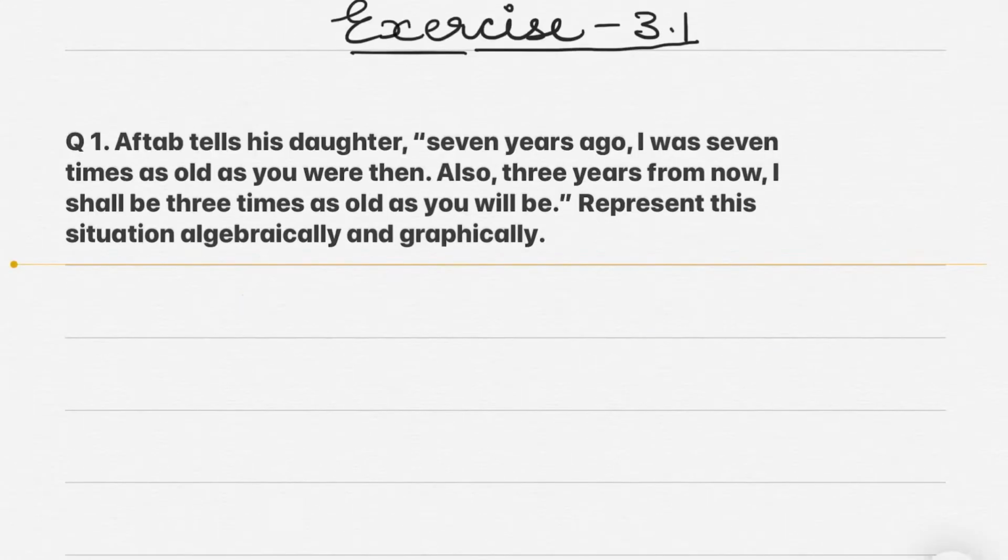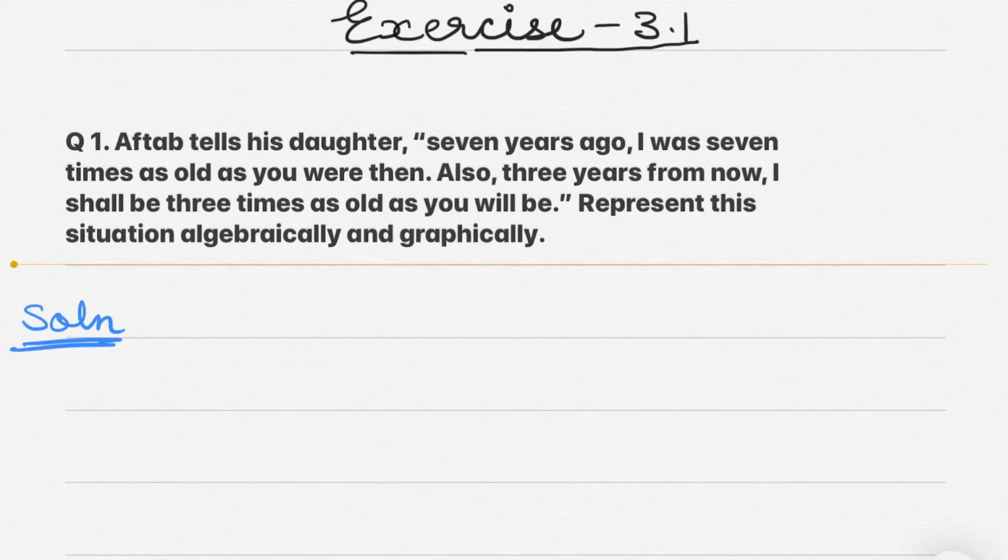We have the first question. Aftab tells his daughter, 7 years ago I was 7 times as old as you were then. Also, 3 years from now, I shall be 3 times as old as you will be. And we have to represent the situation algebraically as well as graphically. Let's go ahead and start solving it.